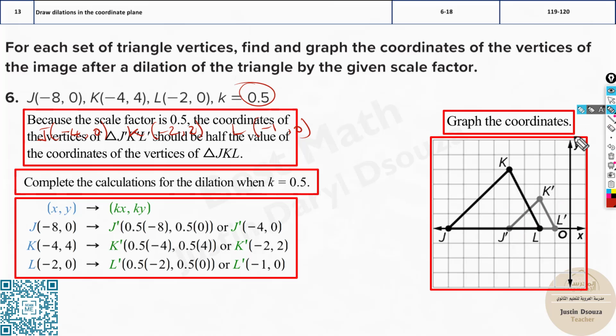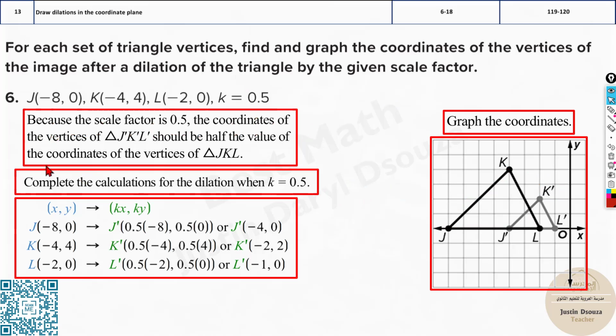And remember, whenever we dilate something after applying the scale factor, it is always given as prime: K prime, A prime, X prime, or dash, you can call it. This denotes the newly formed image. That's the dilated image. So that's very important to understand. Here, this is the original image. If it's just J, A, K or something like that, it's just the original image.